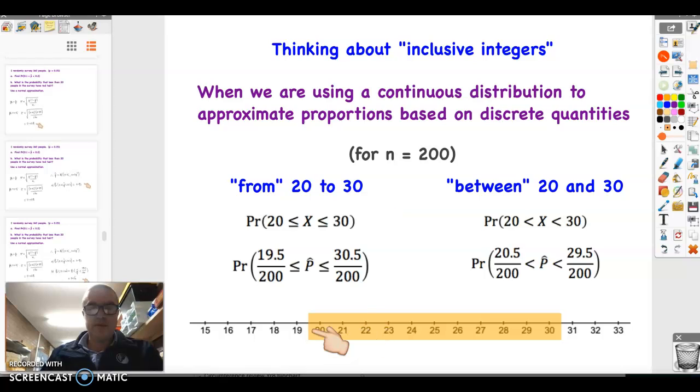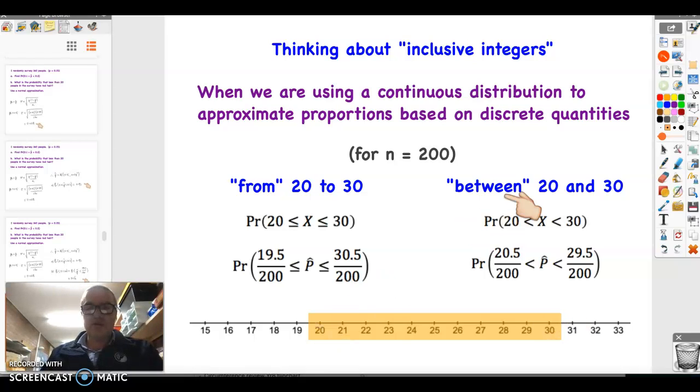So down here, what I've shaded on that number line is the continuous proportion, and what we can see in the numbers in the background are the discrete quantities that are going to be included in that continuous proportion. So greater than or equal to 20 means I've got to start at 19.5, halfway between 19 and 20, and up to 30 means I need to include everything between 30.5 down to 19.5.